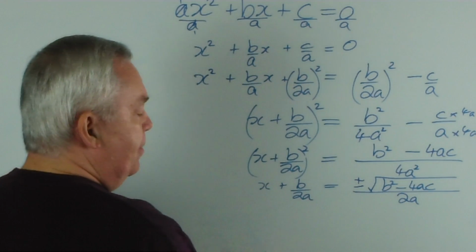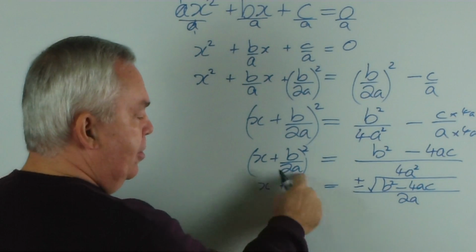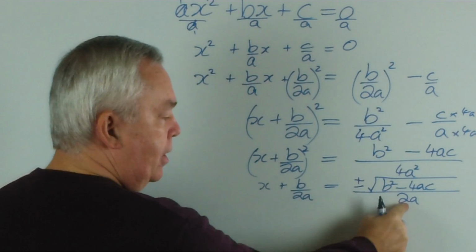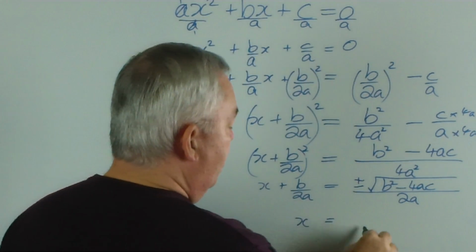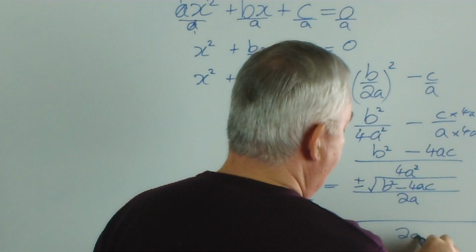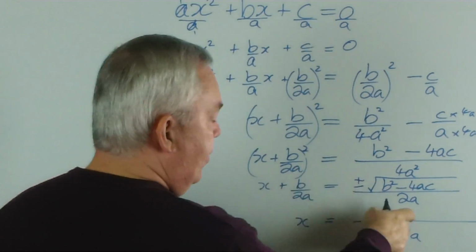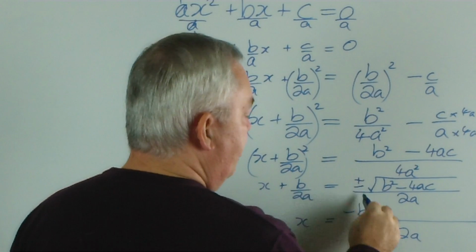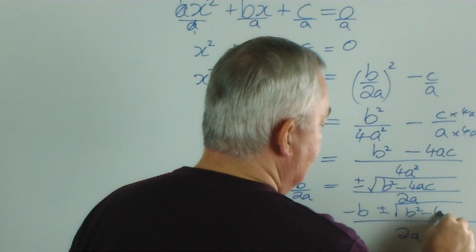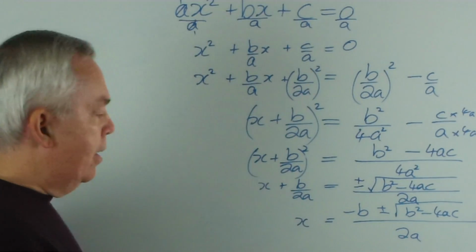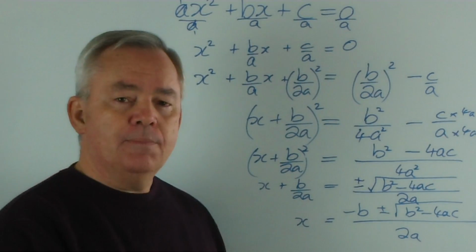To isolate x, we must remove this last term and take it over there. Fortunately, it's still over 2a, so we can take it out all over 2a. This plus b over the other side becomes a minus b, plus or minus the square root of b squared minus 4ac. And there is our quadratic formula.